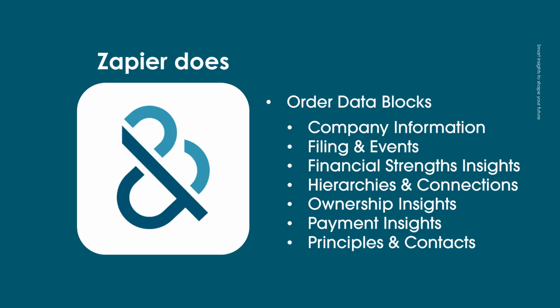With hierarchies and connections, you will better understand corporate structures and subsidiaries. With the data block ownership insights, you can find out who really owns and controls a company. With payment insights, you can assess payment behavior and potential risks. And finally, with principals and contacts, you get information on owners, principals, and key decision makers. Instead of searching for this data manually, Zapier makes it available instantly, so you can automate smart decisions and keep your business ahead of the game.